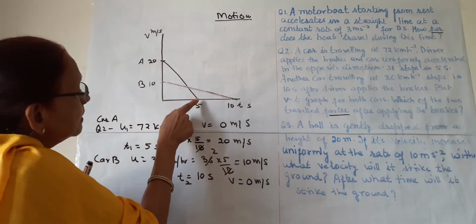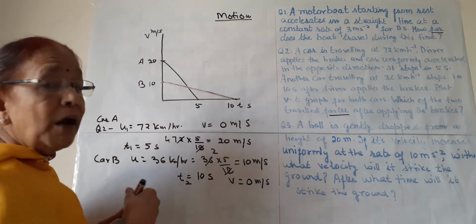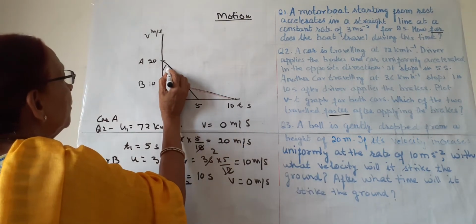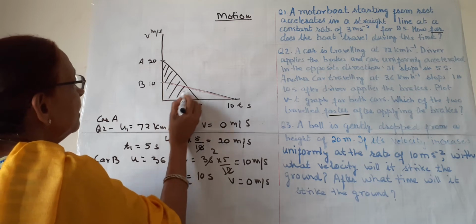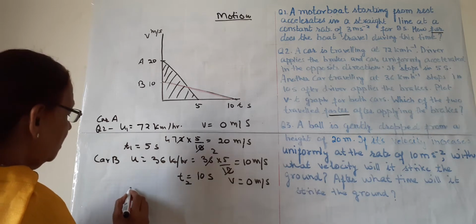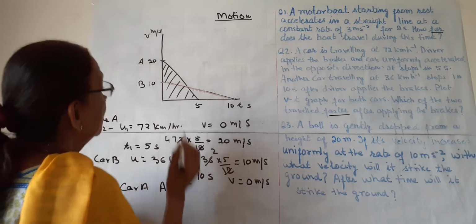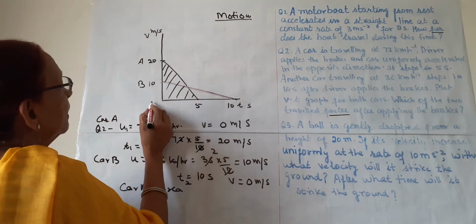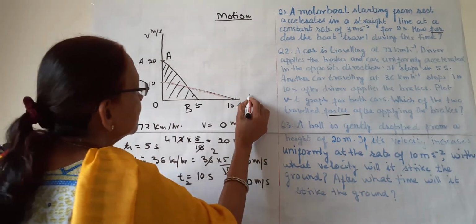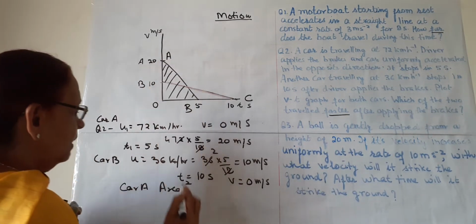For A, this is the graph line. For B, this is the graph line. So we will calculate the area under the graph. First we will calculate for A. So this is the area under the graph for A. This is a triangle. Suppose we have written here O, A, B, C. So the area of triangle OAB.